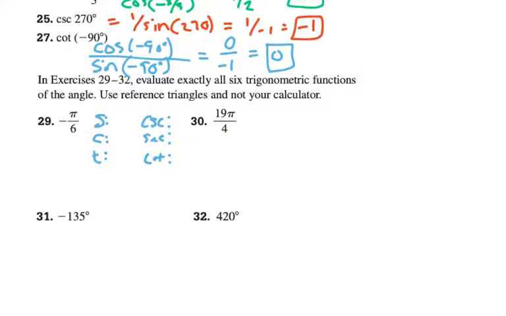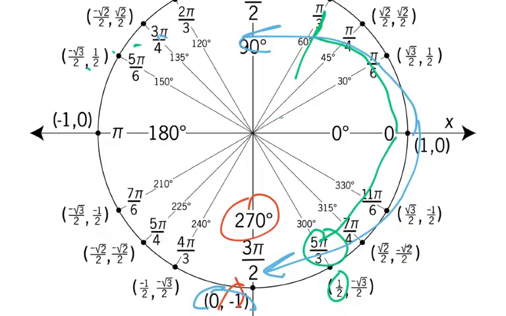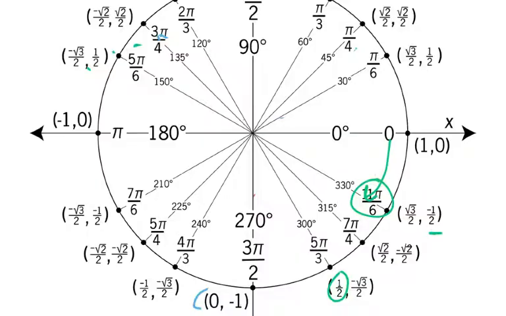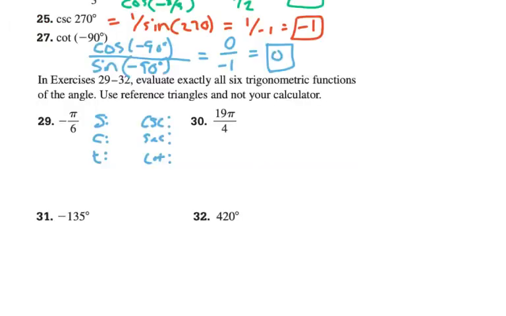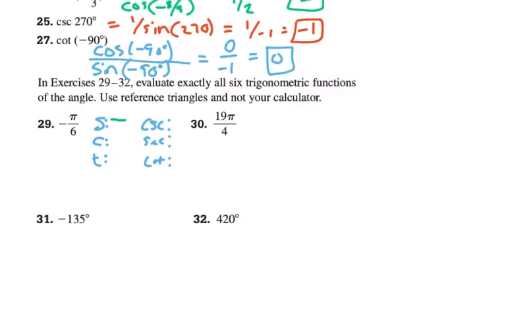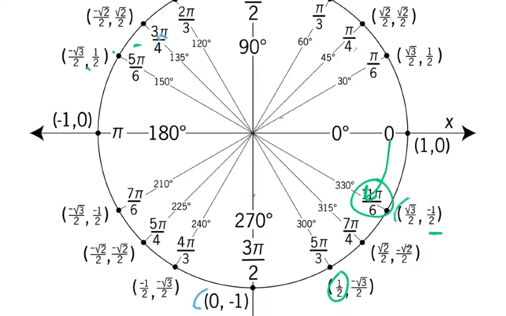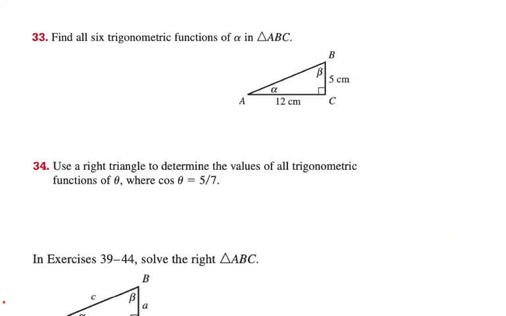Alright, so sine is our y value, and we want it at -pi/6. Pi over 6 is up 30 degrees, but -pi/6 is down here. So our y value is -1/2. And our cosine value is square root of 3 over 2.